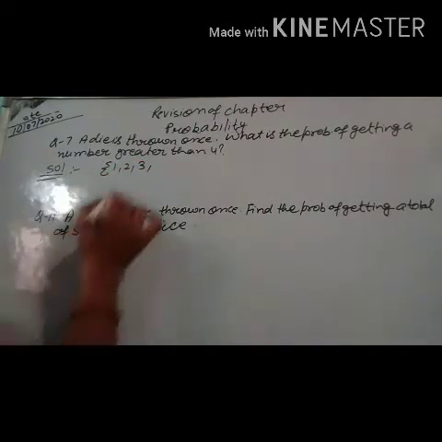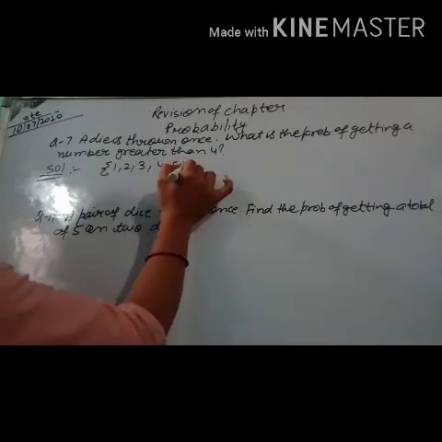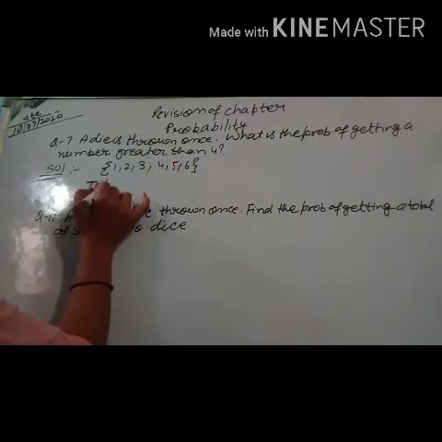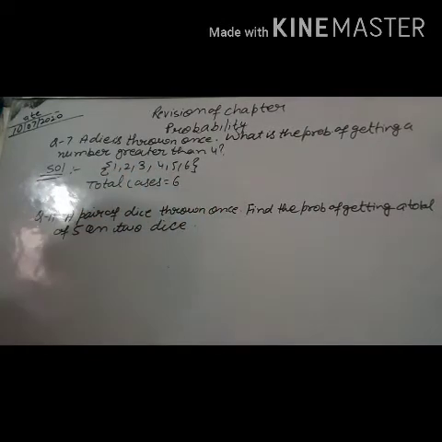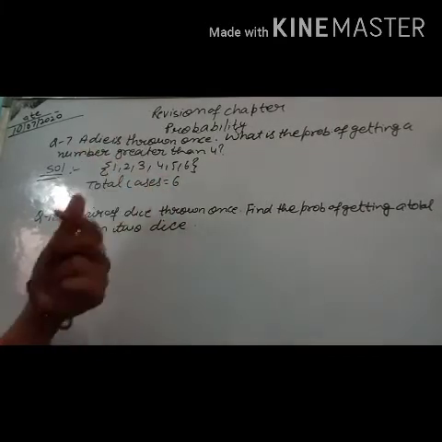It can be 1, 2, 3, 4, 5 or 6. So total cases is equal to 6. On a single die, we know that counting numbers from 1 to 6 appear. So these are the total 6 cases.